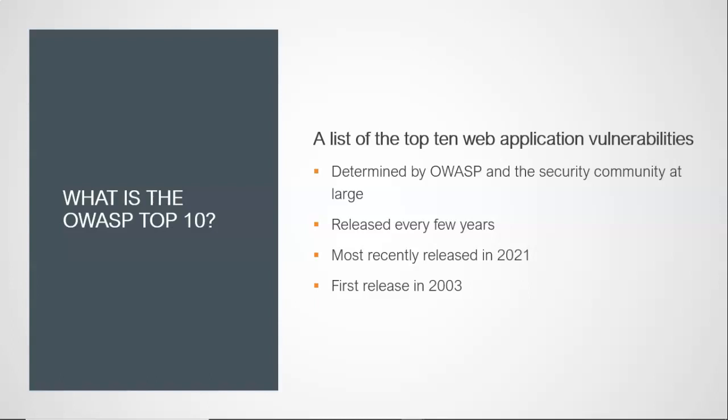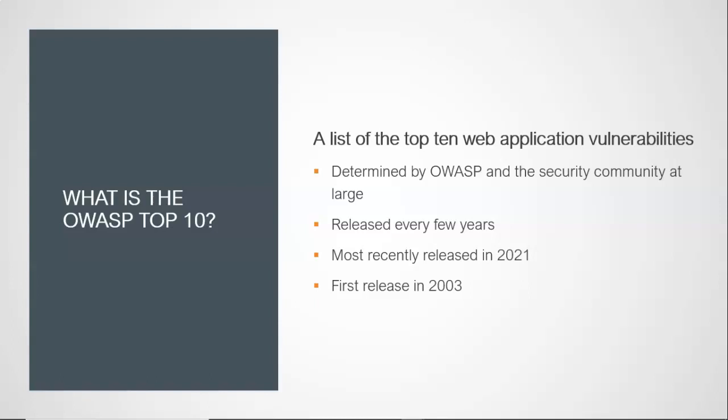This is determined by OWASP and the security community at large, released every few years, most recently released in 2021, and first released in 2003. Now, if you're taking a certification exam from any vendor, whether it be CompTIA, whether it be Certified Ethical Hacker, whatever the vendor, you're going to be queried on OWASP Top 10 of vulnerabilities. So you do need to know this.